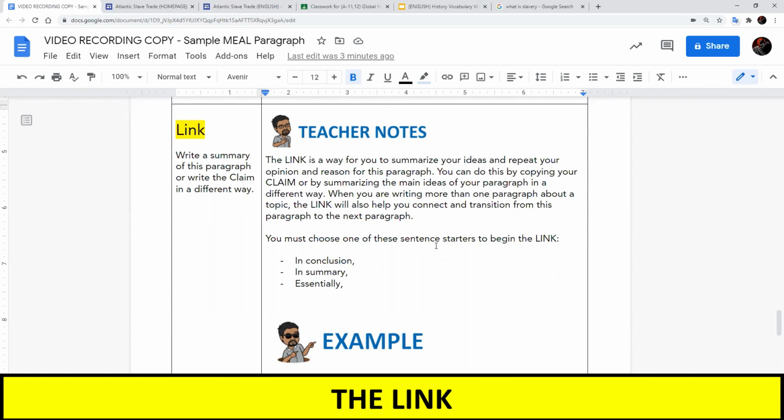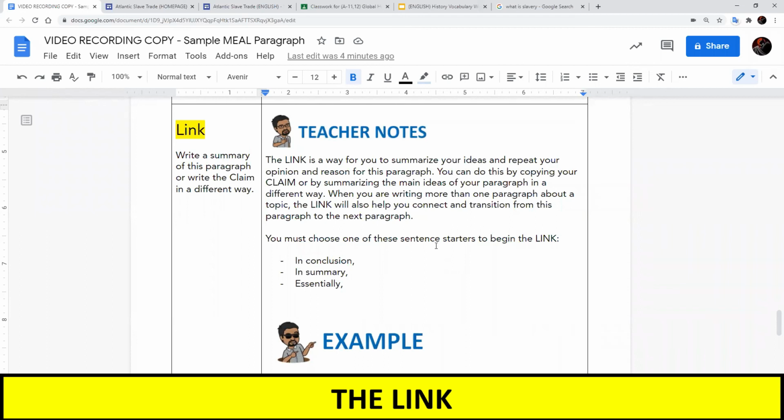Now, this is just one paragraph that we're doing, so really the link is about summary. However, if we were doing an essay, several paragraphs, then the link is also an opportunity for you to connect this paragraph to the next paragraph. And just so you know, those kinds of connections take time to develop as a skill. So if you don't think you can do that when you are writing essays, it's fine. But if you are able to make those connections and transitions from one paragraph to the next, it really makes a big difference in the quality of your writing. So just something to keep in mind.